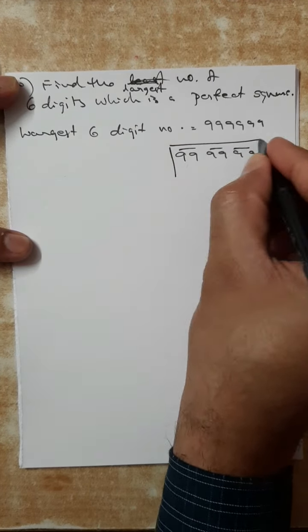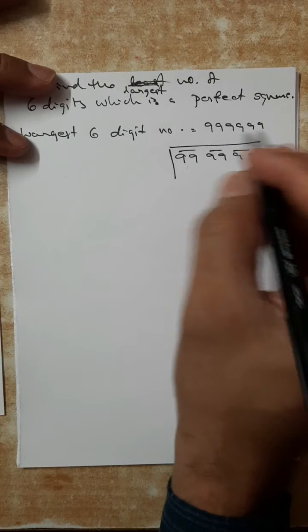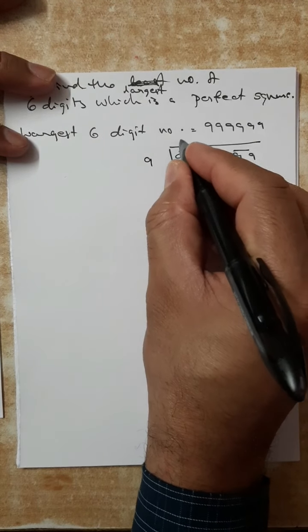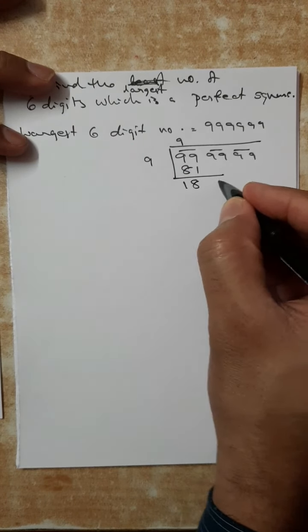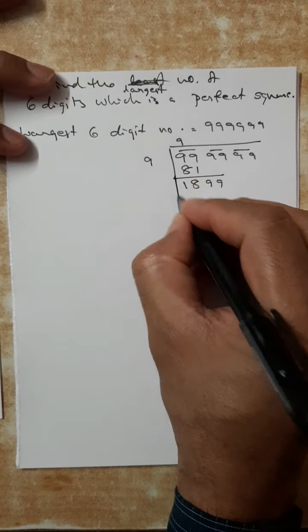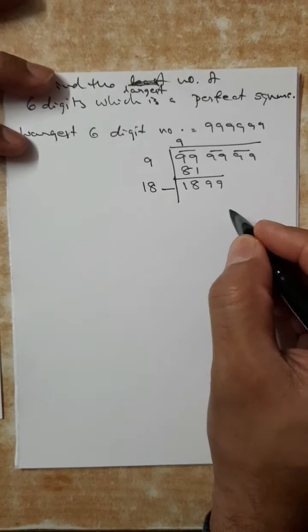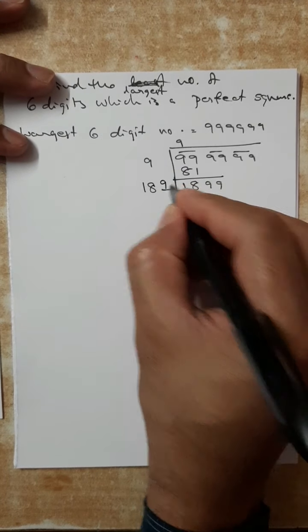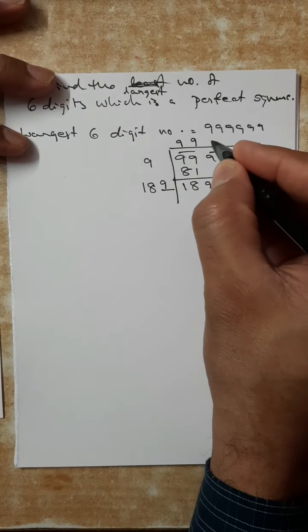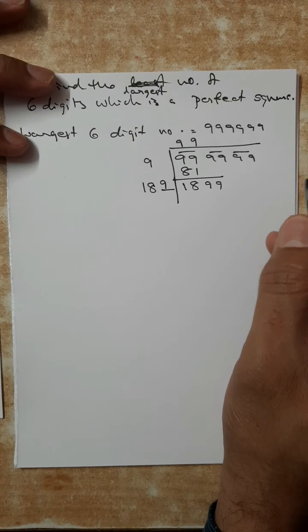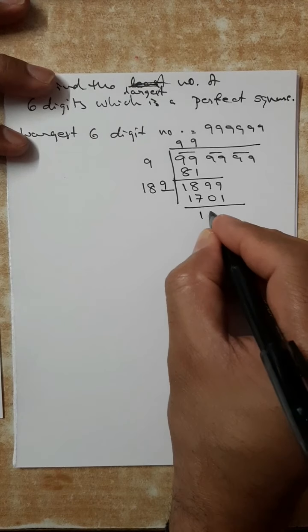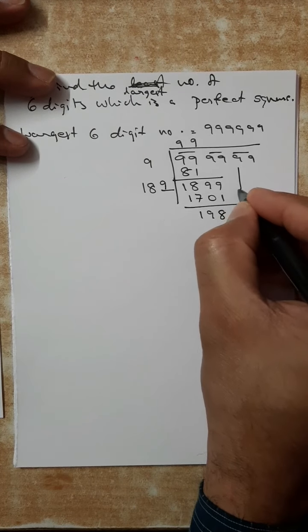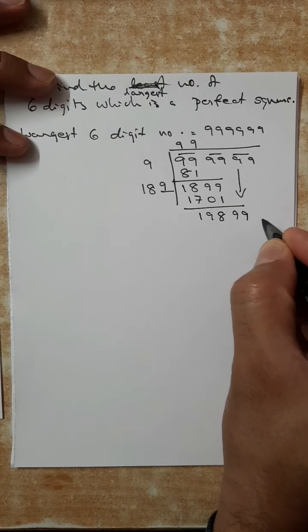Grouping. 9 nines are 81. Balance 18. The next group is coming, 99. Double of 9 is 18. With 18 what to write? 9. 189 into 9 is 1701. Subtraction, 198. Bringing the next group 99.